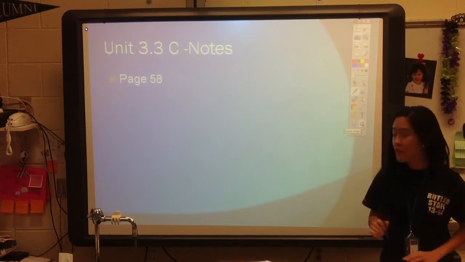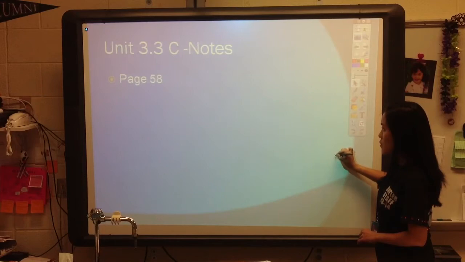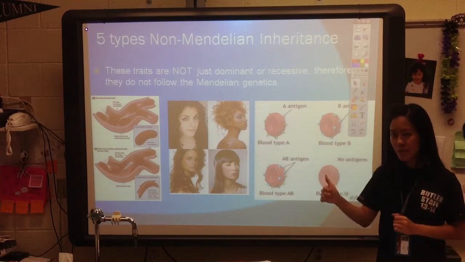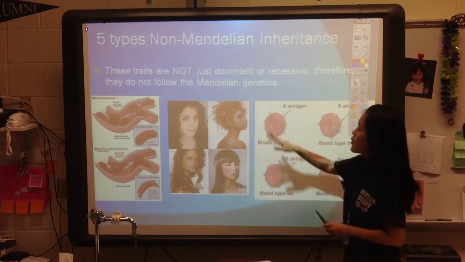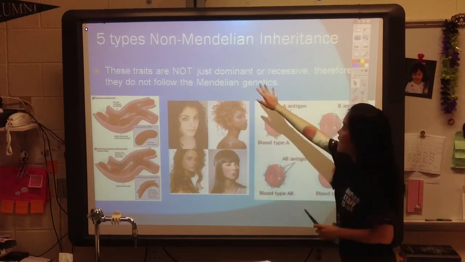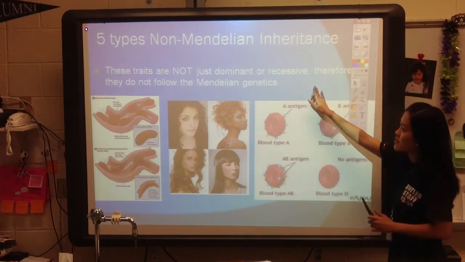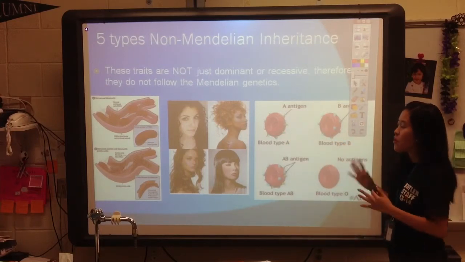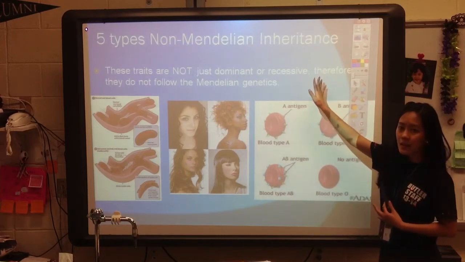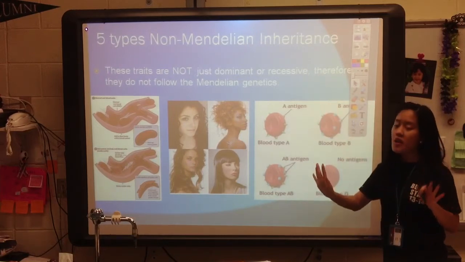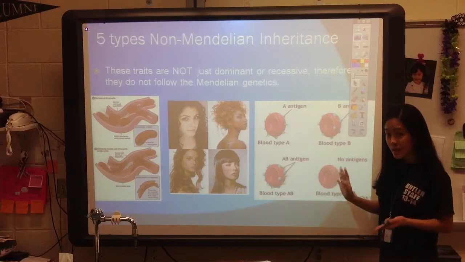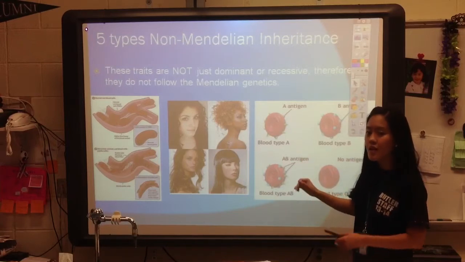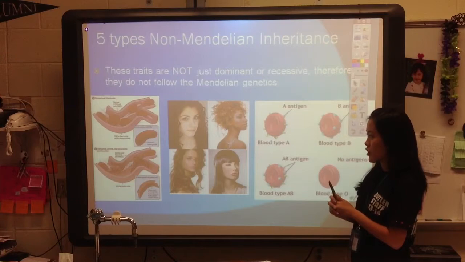We're actually going to be talking about different types of inheritance. So Mendelian inheritance is the simple one: one thing is dominant over another. Hitchhiker's thumb is dominant over a straight thumb. But we have 5 more types. And these traits are not just dominant or recessive. Therefore, they do not follow the Mendelian genetics. So when we look at things that are non-Mendelian, this isn't going to be dominant versus recessive. There's going to be more stuff going on. So it does get a little more complicated. But if you use the notes and the way they're set up, we can keep them pretty easy, and it'll be easy to keep them separated from each other.